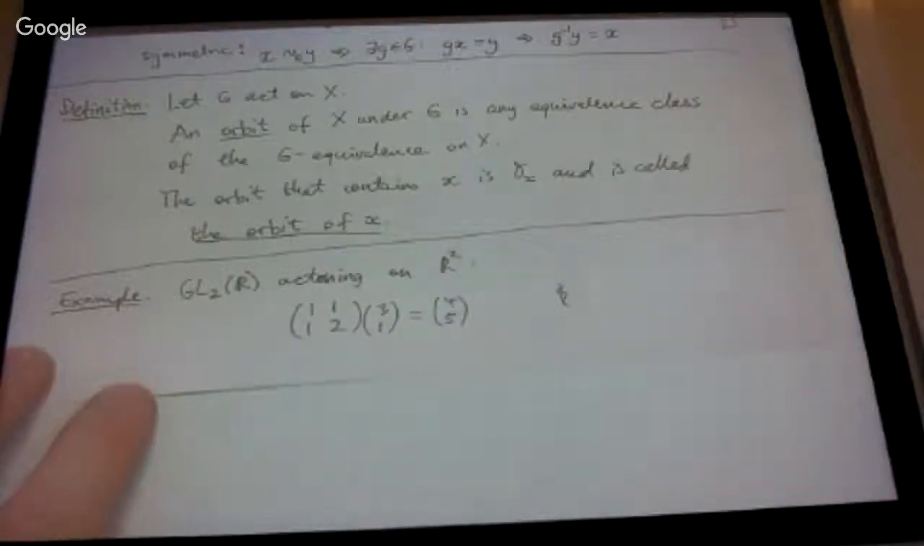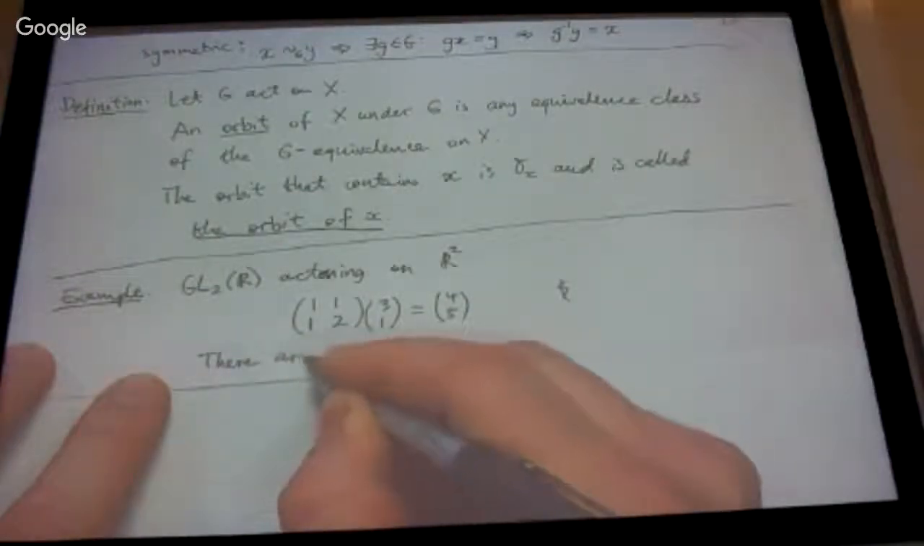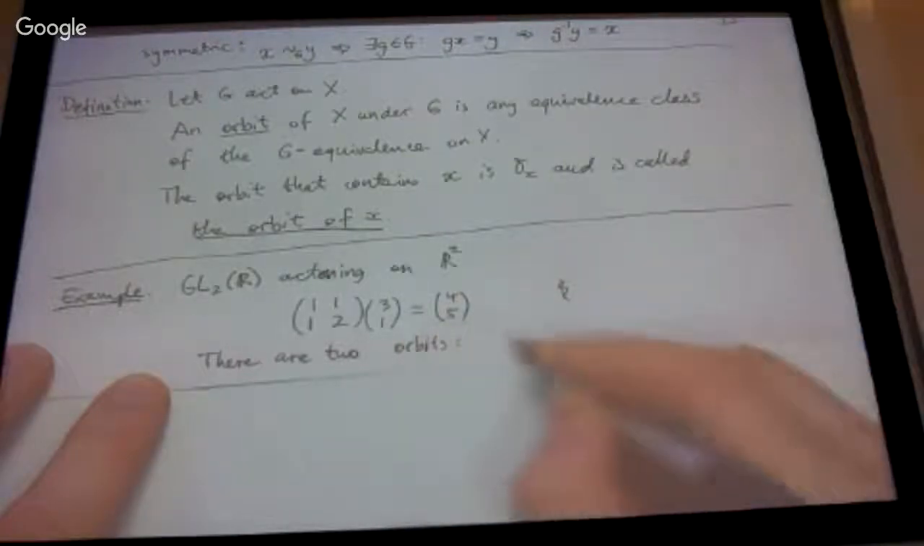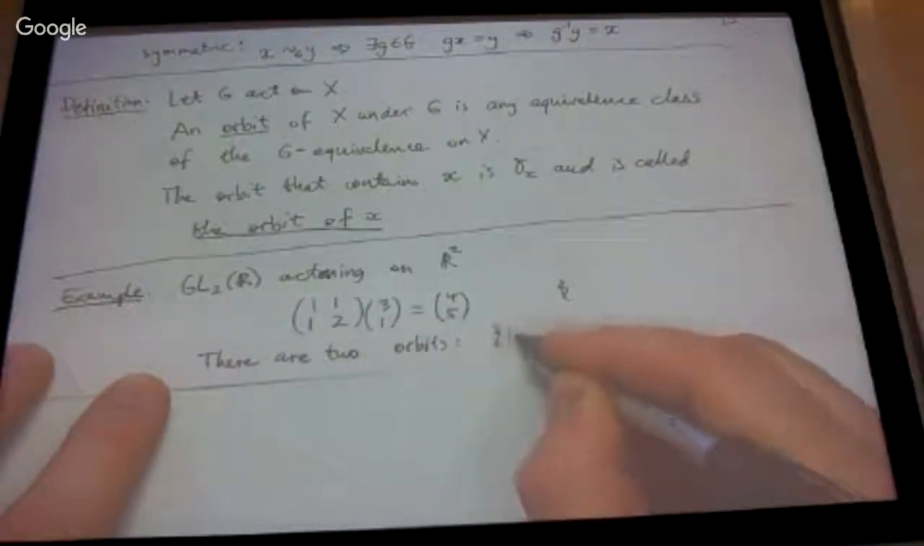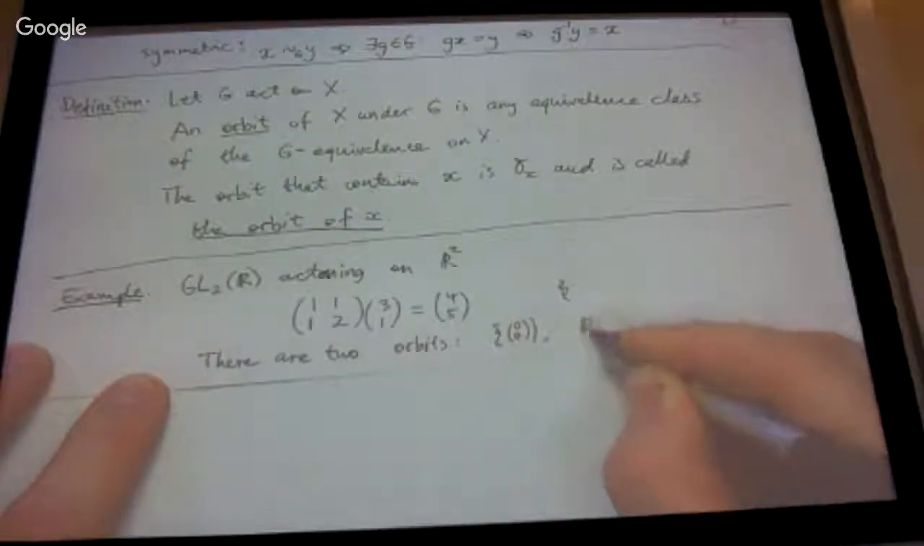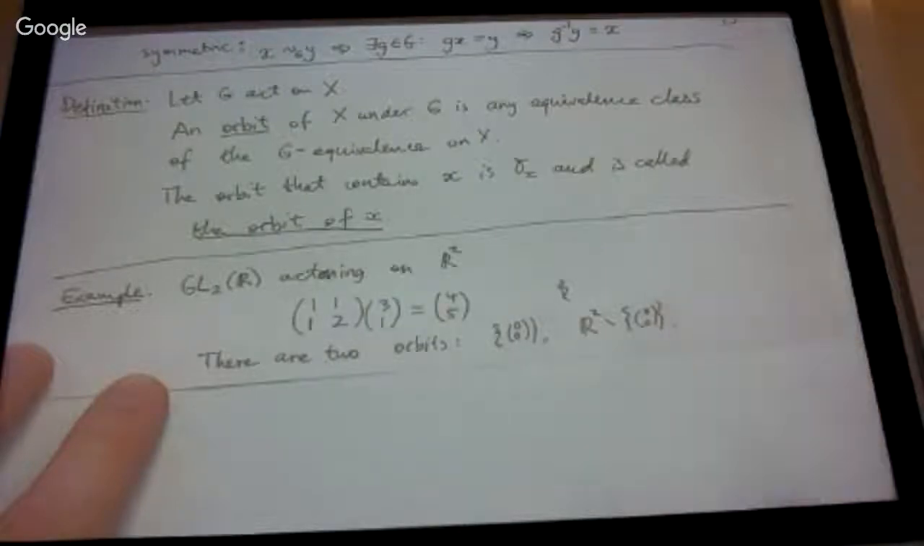So the orbits: there are two orbits. The first orbit only contains (0, 0), and the other is the remaining points.